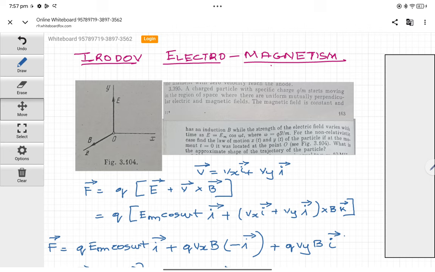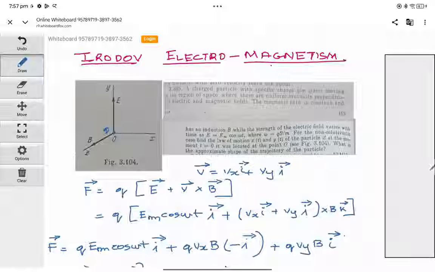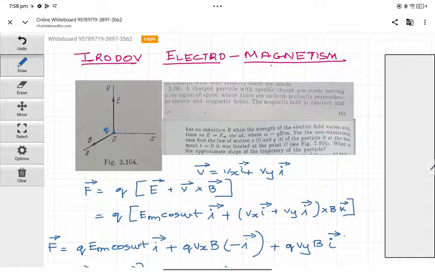Okay, so this is question 3.395 from Irodov. It says a charged particle of mass m and charge q is released at the origin. So over here, you have a charged particle q and it is released at origin from rest, and there is an electric field and a magnetic field. Namely the electric field is variable, so it is given as E equals Em cos omega t. So this is a time varying electric field, and the magnetic field is constant.